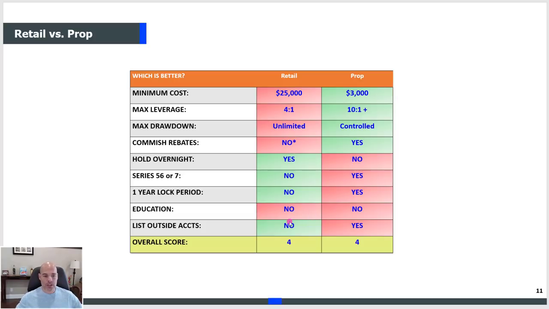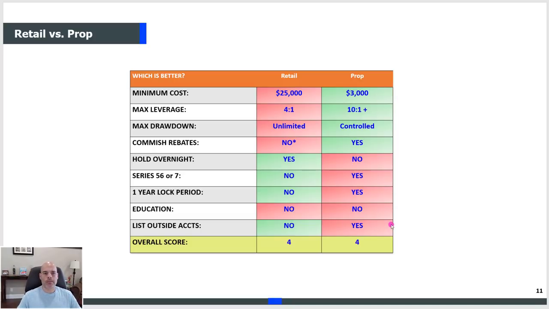It gives you no education on either one of these accounts, and this one is really crazy. This is a newer rule in the past 3 or 4 years that is just really crazy to me, okay? It says list outside accounts. What does that mean? Let me explain.